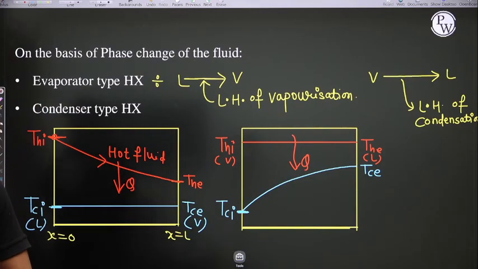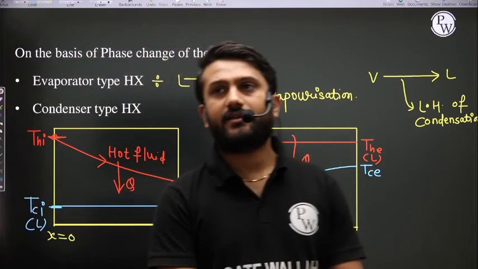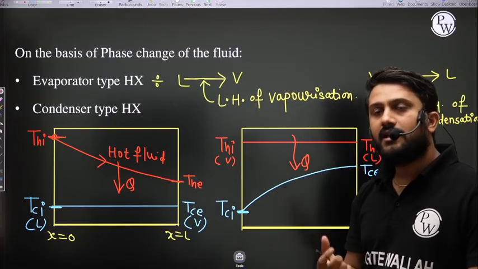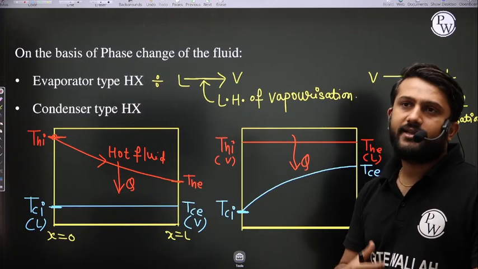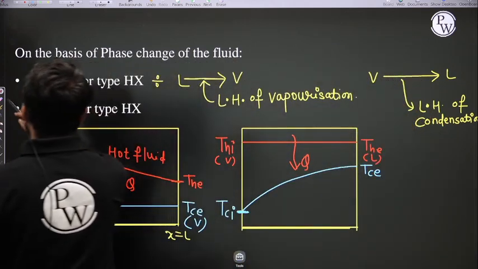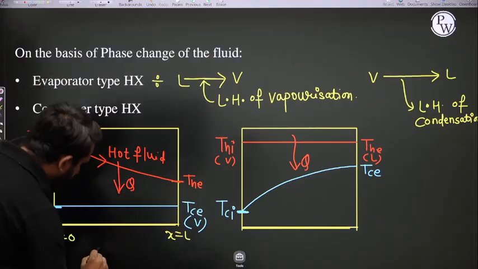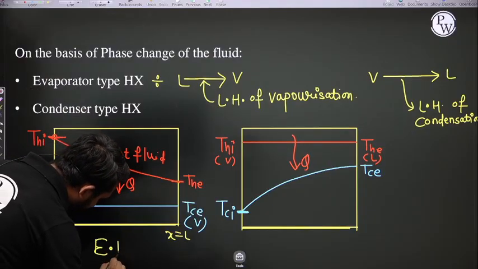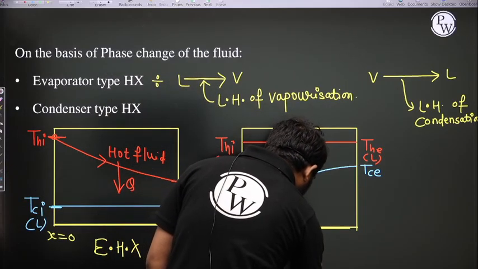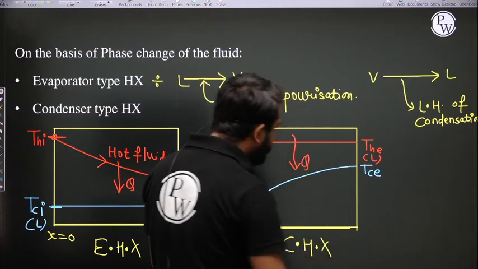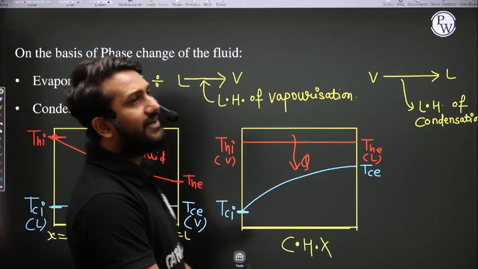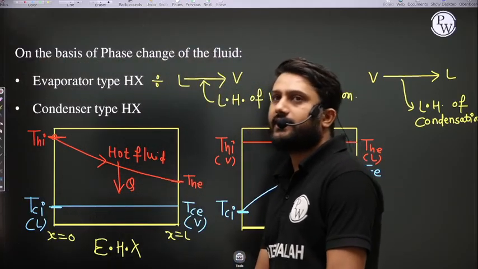Is it clear? So in a condenser type of heat exchanger, one fluid is condensed, latent heat of condensation is released, and that latent heat of condensation is absorbed by the cooling fluid. Now the cooling fluid is heated. So this is the condenser type of heat exchanger, and this is the evaporator type of heat exchanger. Okay, fine, so this is the classification of heat exchangers.